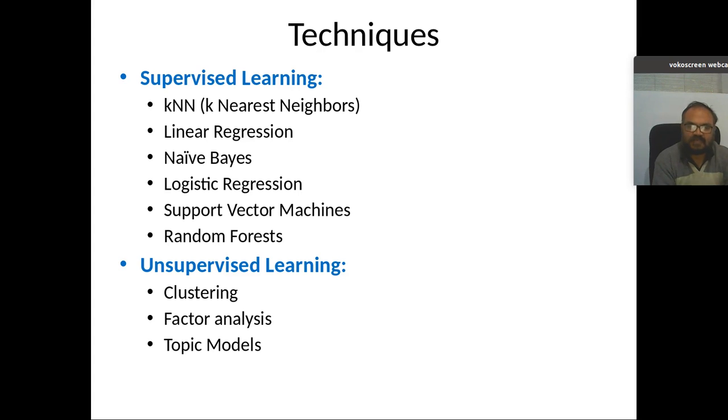For unsupervised learning, we have clustering, and there are a various number of clustering algorithms. Then we have factor analysis, topic models, and so on.